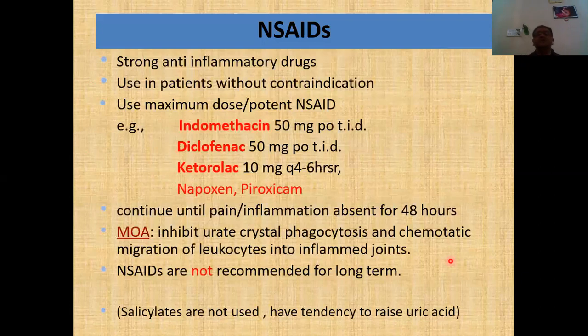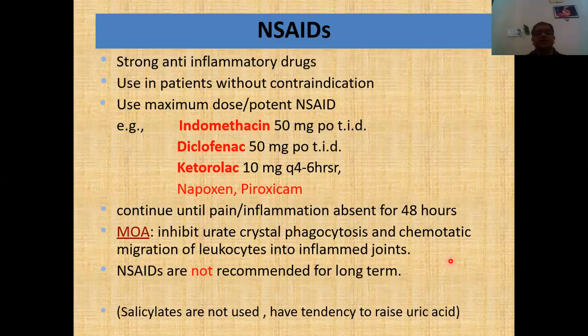Next are the non-steroidal anti-inflammatory drugs, which are strong anti-inflammatory drugs compared to colchicine. The maximum dose is not to be given because they are somewhat potent. Some of the drugs and their doses are mentioned here. Indomethacin is given at about 50 milligrams TID, meaning three times a day. Diclofenac sodium is also about 50 milligrams TID.